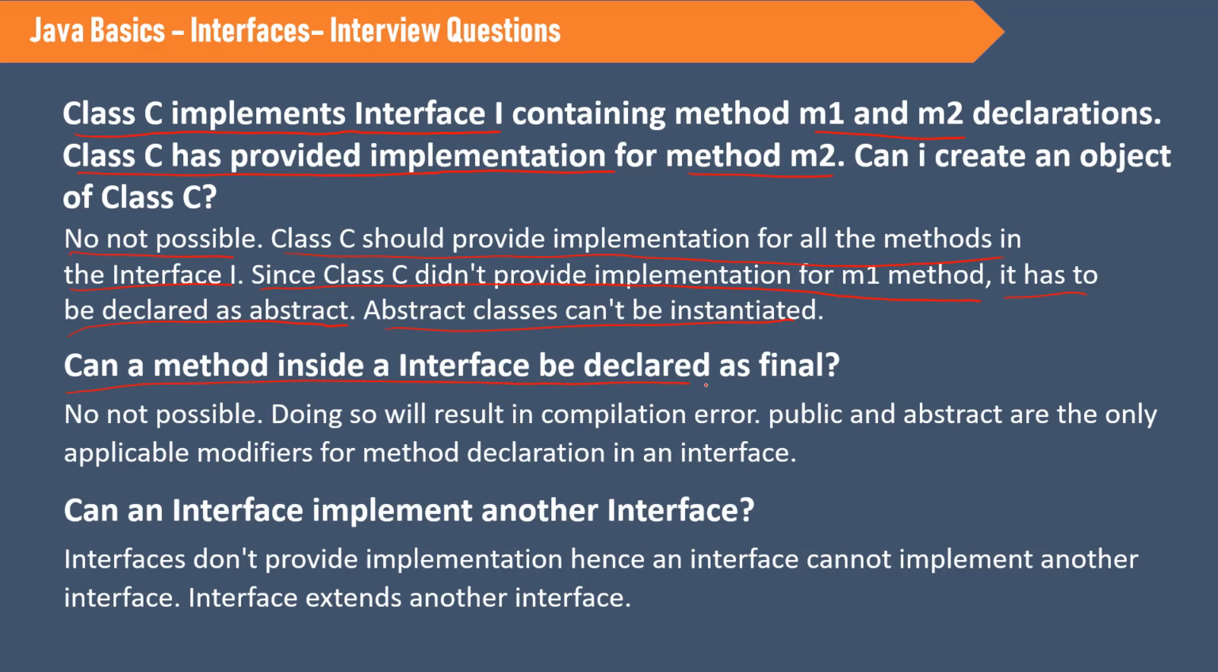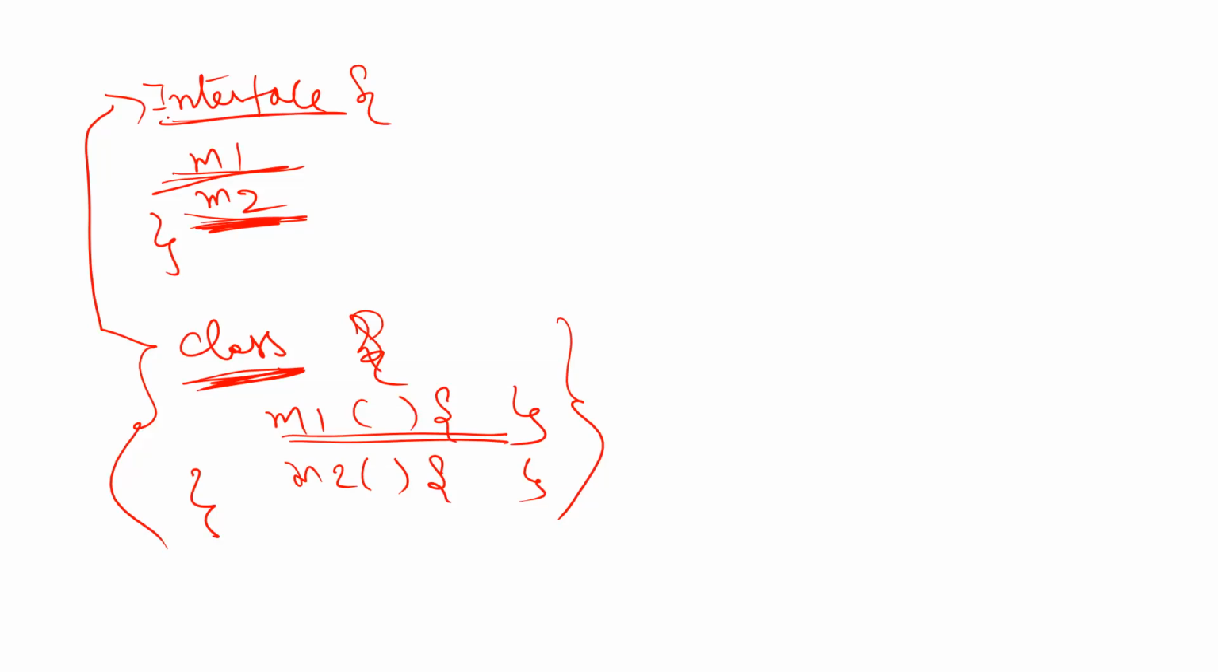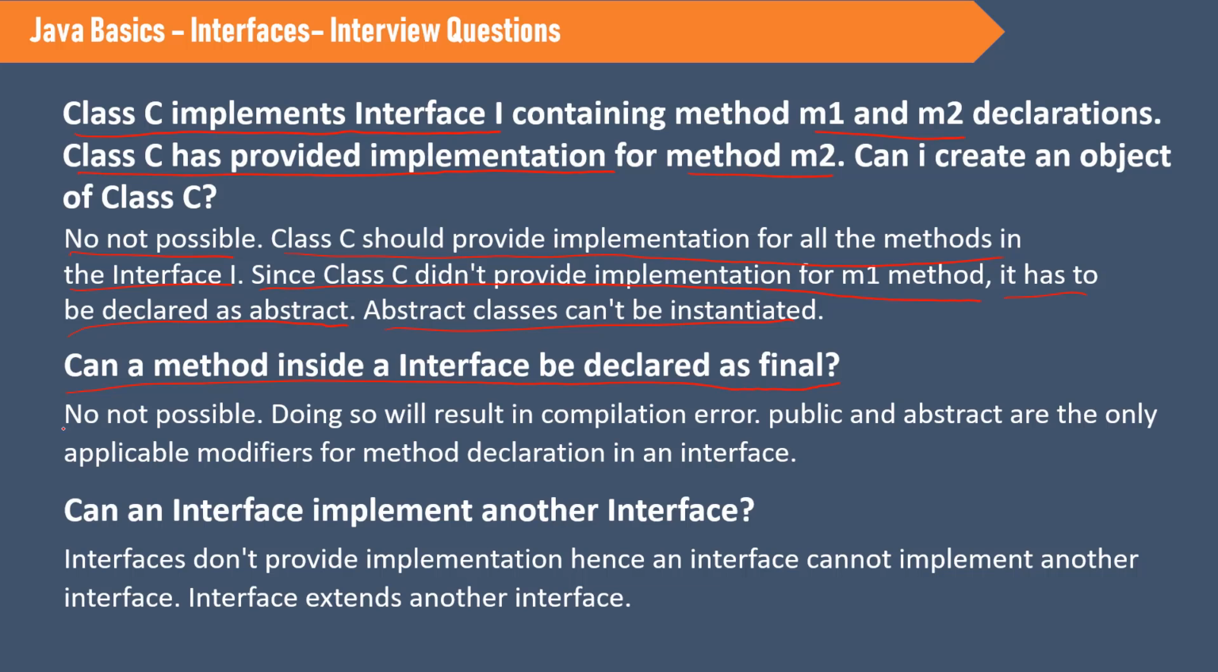Can a method inside an interface be declared as final? Let's say I have an interface here which has two methods, and the question is, can I declare the methods as final? The answer is no, you cannot declare this as final, because if you declare this as final, you cannot implement this method in the child class, which is this class. So you cannot declare this method as final. No, not possible. Doing so will result in compilation error. Public and abstract are the only applicable modifiers for method declaration in an interface.